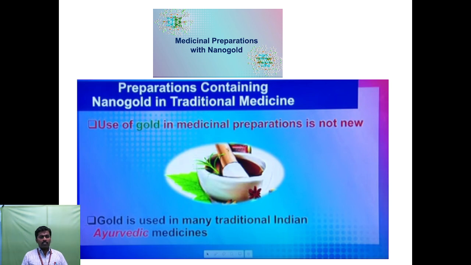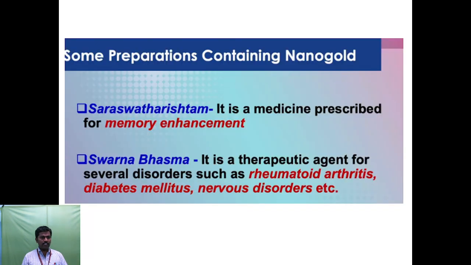So nanotechnology is not a new one. Already our ancient people, without knowing about nano, were using nanoparticles and nanomaterials. Mainly in Ayurveda, they were using gold in medicine preparation. There are some examples of nanoparticles.